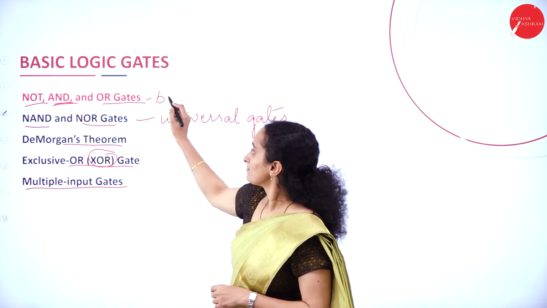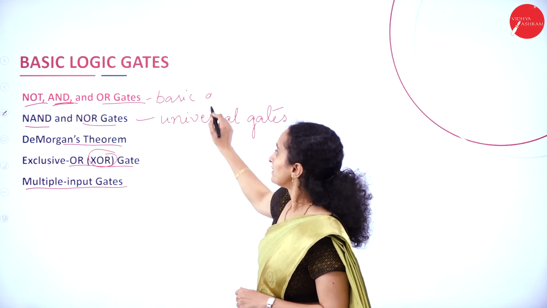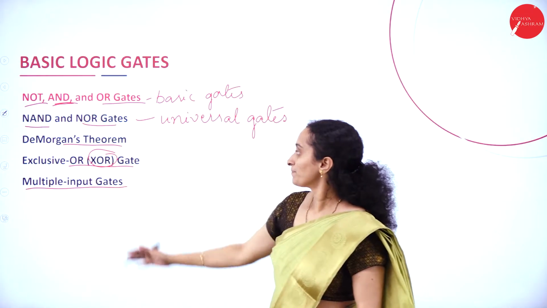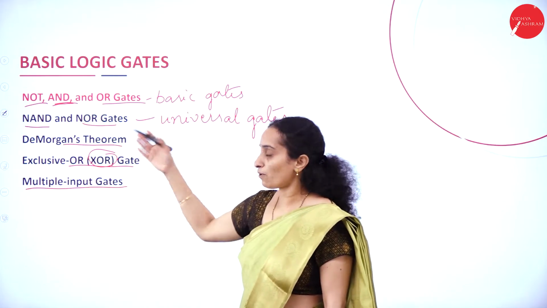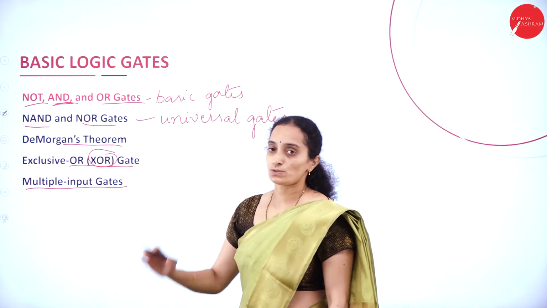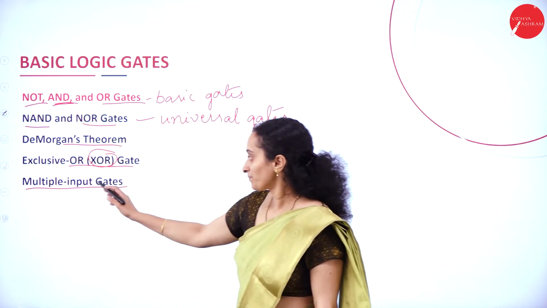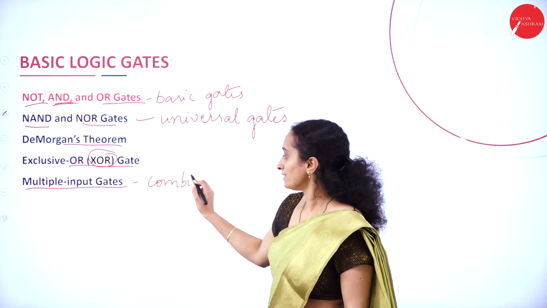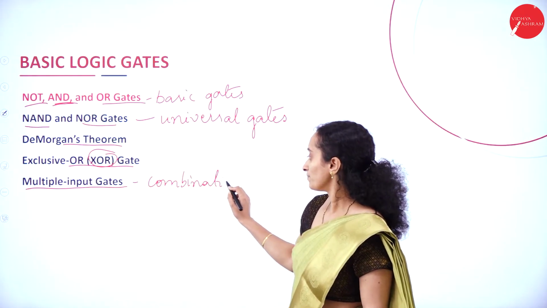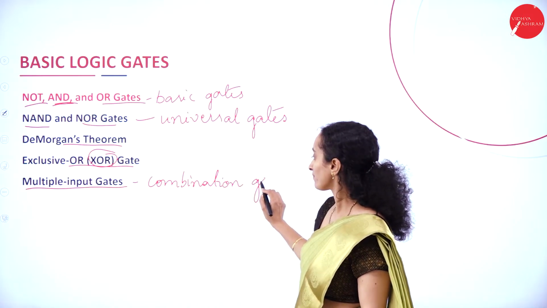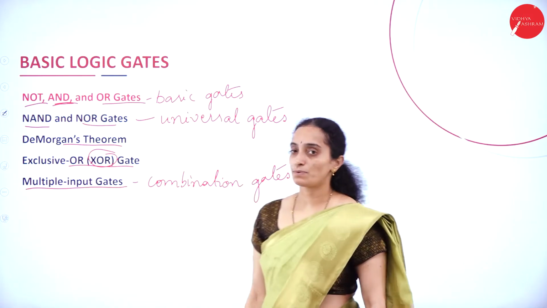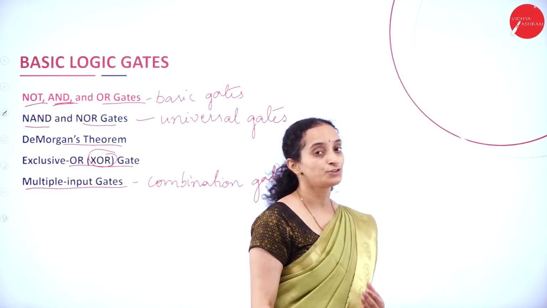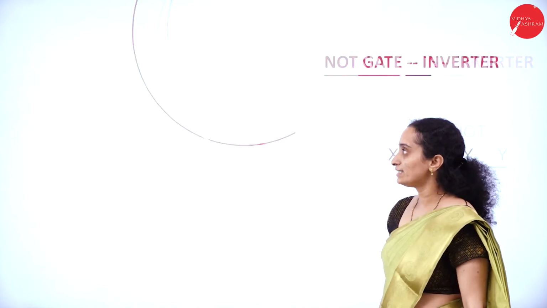Basic gates, universal gates, gates using De Morgan's theorem, exclusive OR XOR gate, then multiple input gates or combination gates. You can call this combination gates also. This is about the basic logic gates. Now, let us study each of these gates in detail.